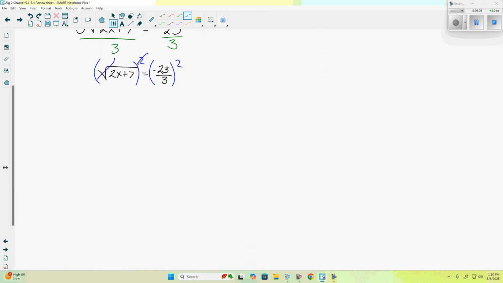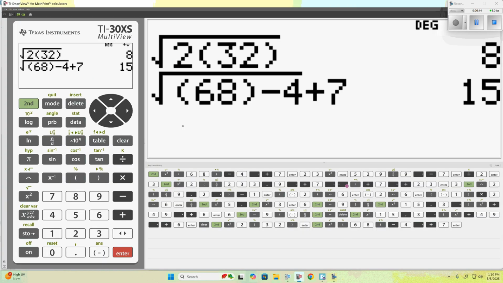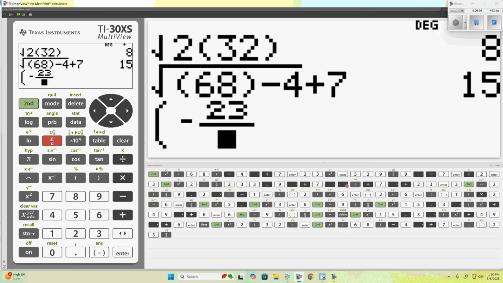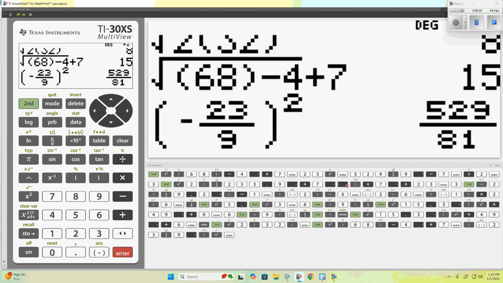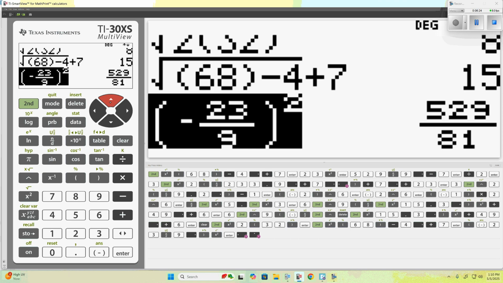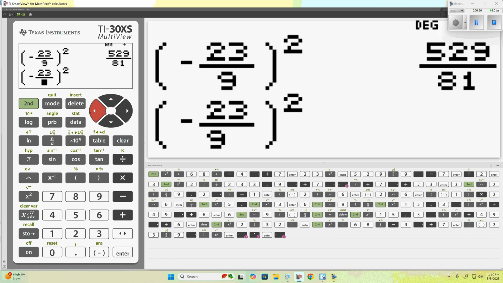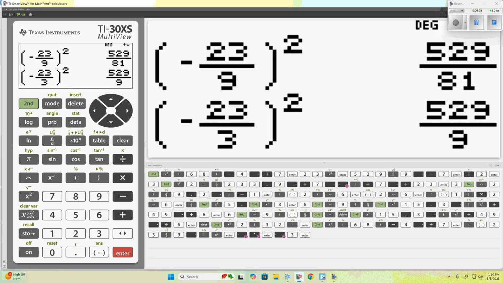On the left-hand side, the square root and square will cancel, telling us 2x plus 7 is equal to negative 23 over 3 squared, which is 529 over 9.